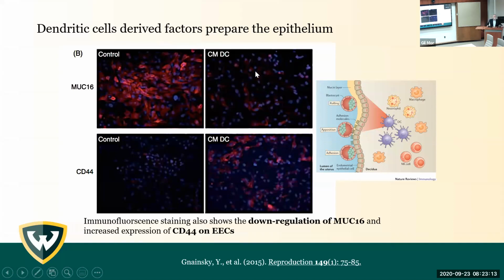When we expose these same cells to factors secreted by the dendritic cells, the mucin disappears. There is a degradation of the mucin and a suppression of the expression of mucin, and there is the induction of CD44 in the surface of the cells.